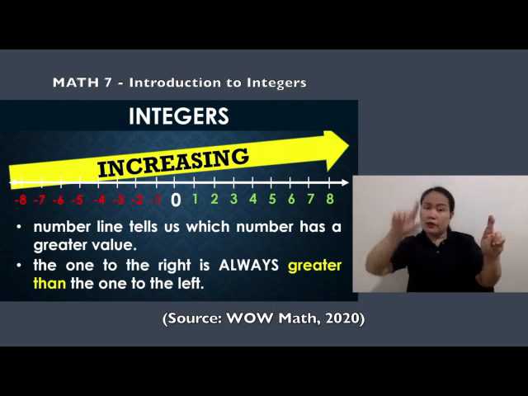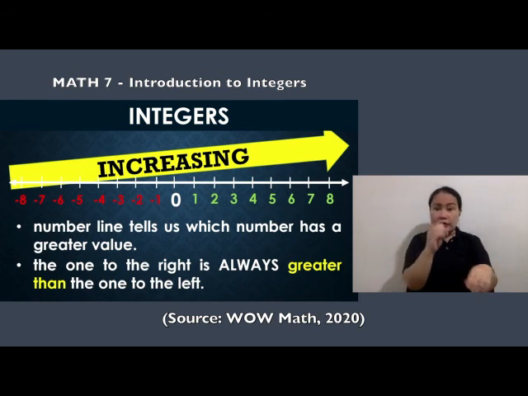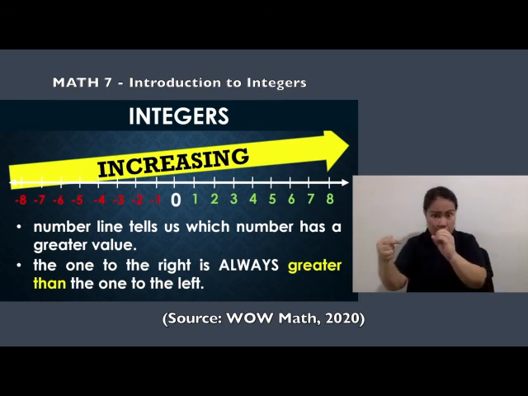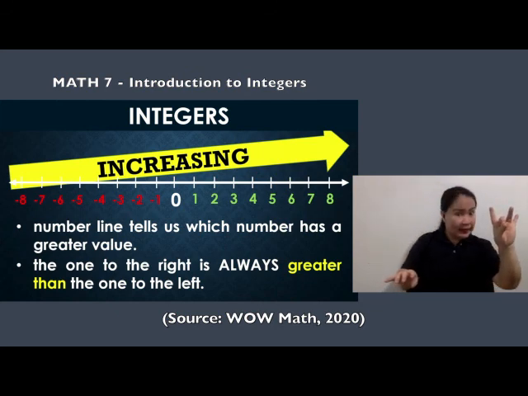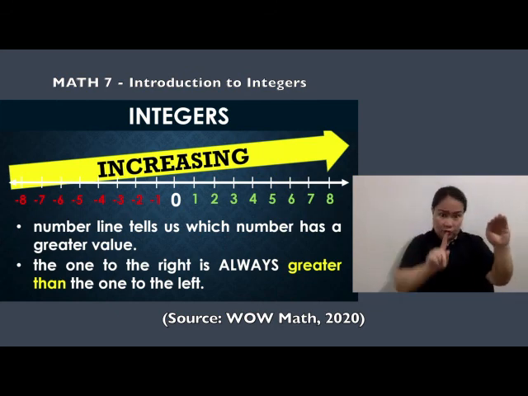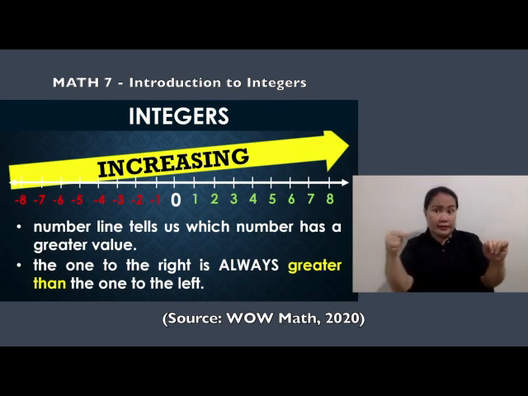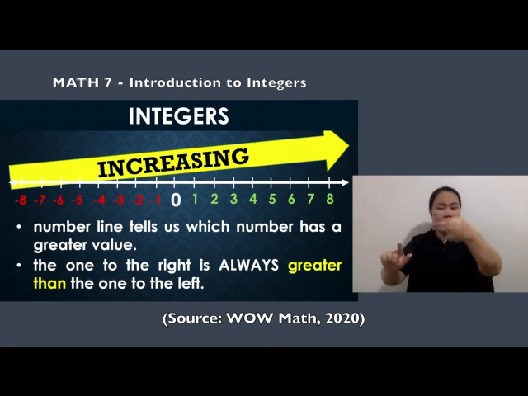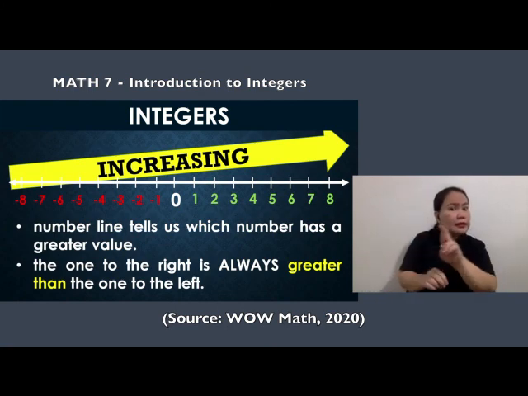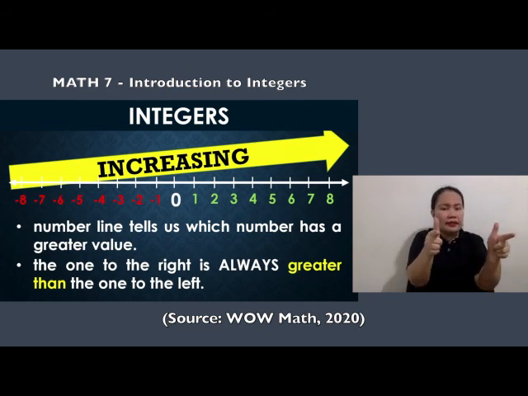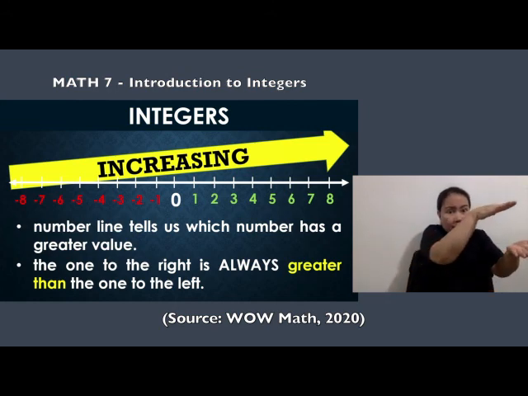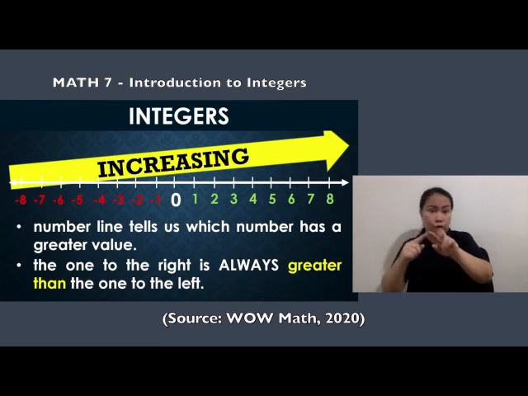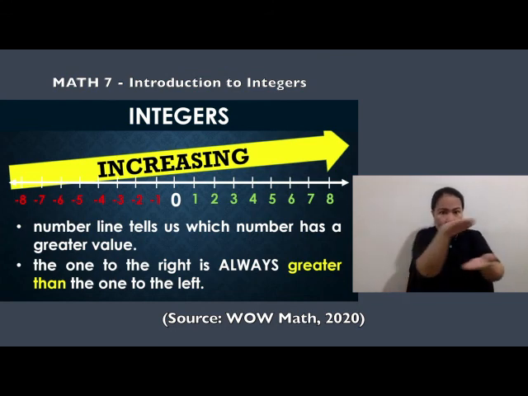So, halimbawa, si 0 and negative 4. Since si 0 ang nasa kanan, mas mataas si 0 kay negative 4. Si 8, mas mataas siya kay 1. Si negative 3, mas mataas siya kay negative 6. Si negative 1, mas mataas kay negative 2. Remember, the one to the right is always greater than the one to the left. So, as it moves from left to right, tumataas ang value ng integers natin.